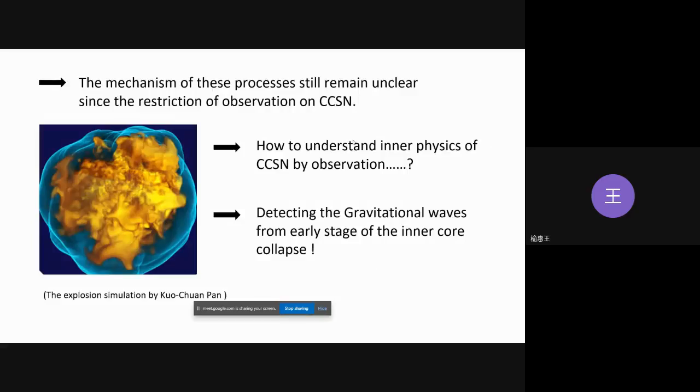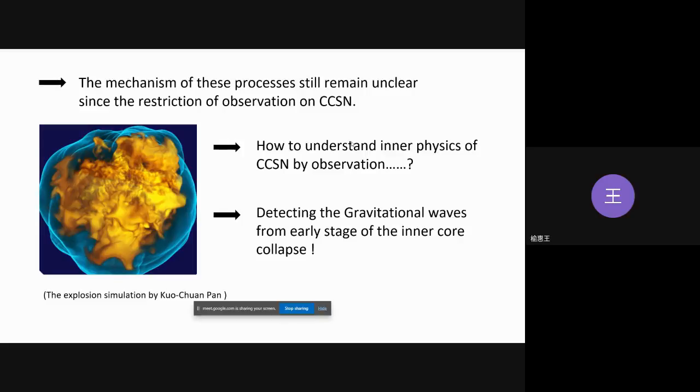So next page. The problem is that the mechanism of this process remains unclear because of the restriction of observation on core-collapse supernovae, because we can only detect photons after the shock breakout. So the inner physics and the short-time effects of the supernovae are hard to understand. How can we understand the inner physics of core-collapse supernovae? By detecting the gravitational waves from the early stage of the inner core collapse.